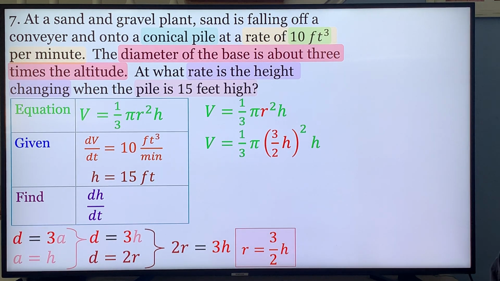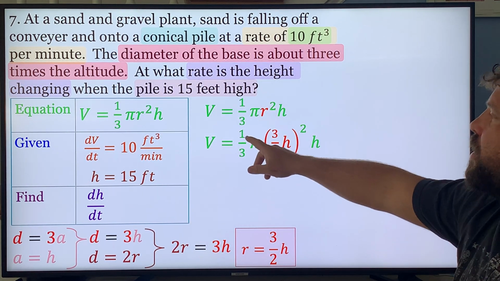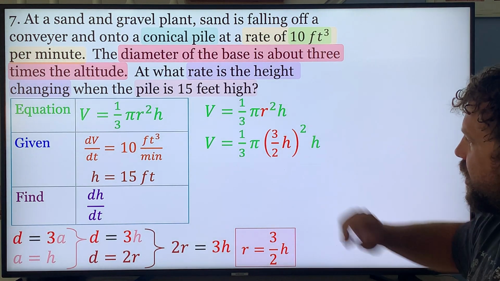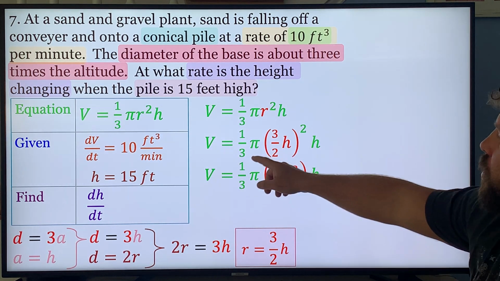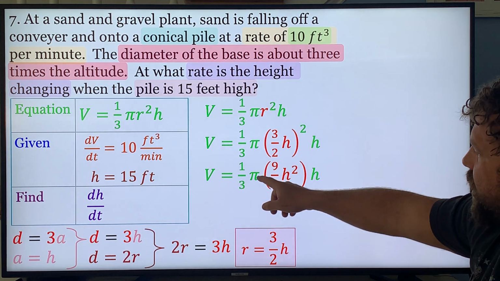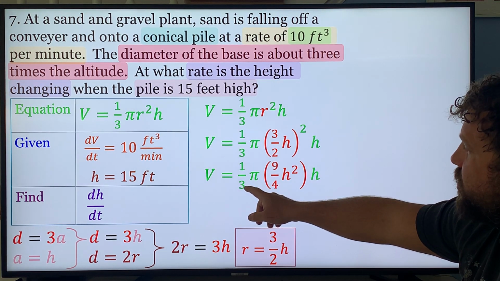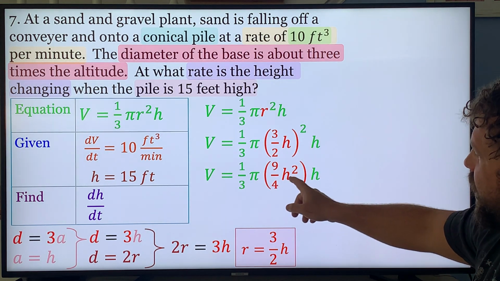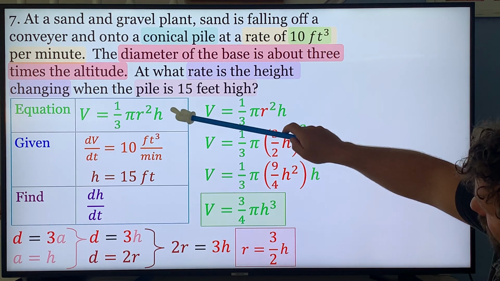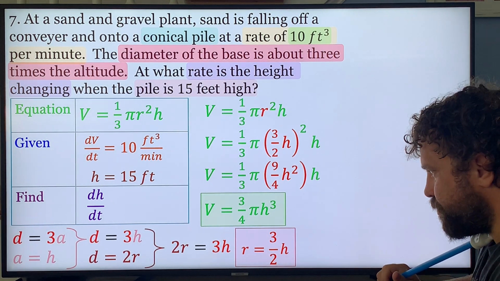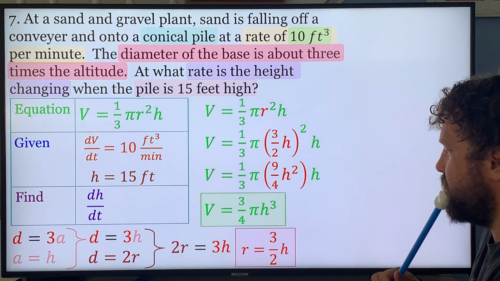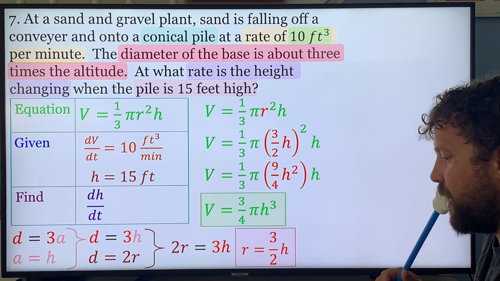Okay, this problem is meant to make your brain explode. But some people get it. 1/3 pi, 3/2 h squared. 3 squared is 9, 2 squared is 4, h squared is h squared. 1/3, 1 times 9 is 9, 3 times 4 is 12, so it's 9 over 12 pi, which reduces to 3/4 pi, h to the 3 plus 1 is 3rd power. So I was able to rewrite our equation as this, based on this one little simple fact, that diameter is 3 times the altitude. All right? Got it?